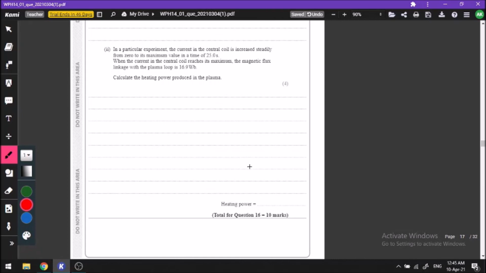Right. Now, in a particular experiment, the current in the central coil is increased steadily from 0 to maximum value in a time of 25 seconds. Okay. So the current is increased from the 0 value to a maximum value in a time of 25 seconds. Okay, nice. When the current, let's mark this.